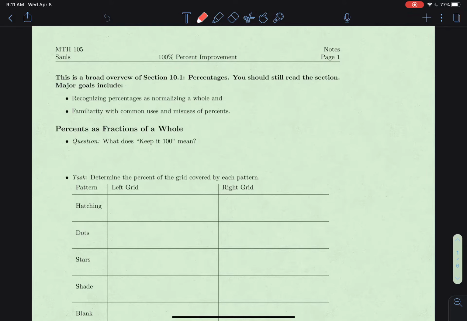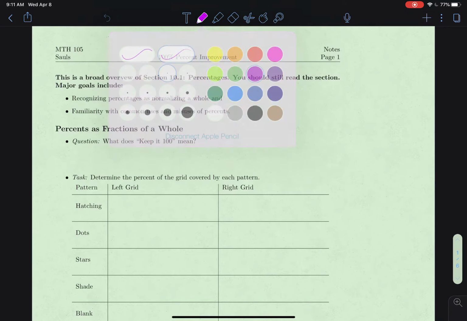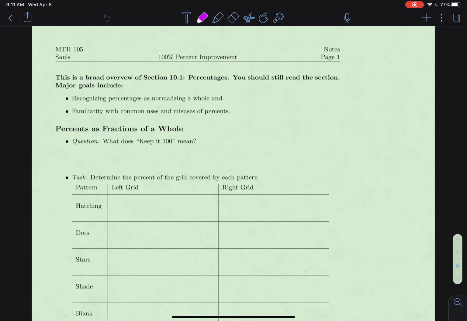And then also to just get familiar with everyday uses of percents and common mistakes that are made with percents. So the place we're going to start is with the phrase keep it 100, which comes from percents. Keep it 100%. And what does it mean?